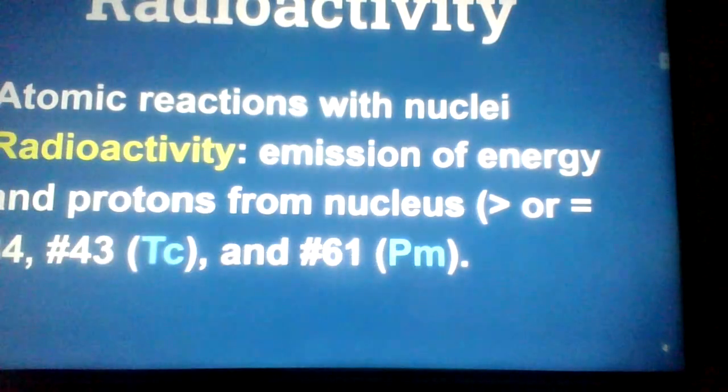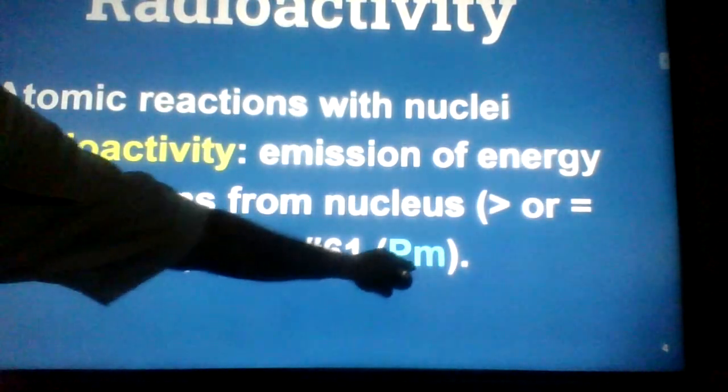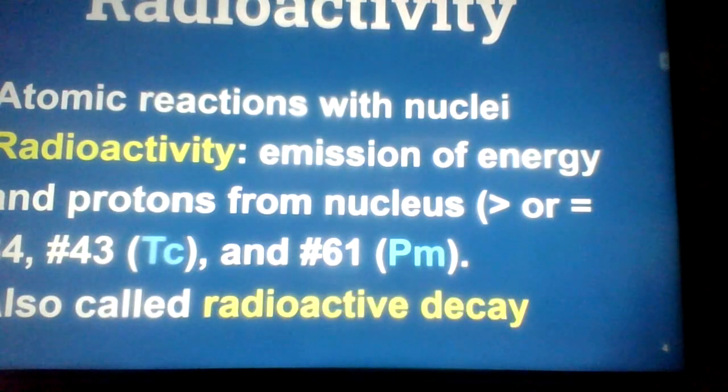These two occur both naturally and made in nuclear reactors, as we've mentioned before. Now, elements 84 through 92 are natural, but from 93 and above, those elements are made in nuclear facilities. But all these that are listed here, from 84 and above, remember, greater than or equal to 84, and 43 technetium and 61 promethium are all radioactive. And we'll see what that means in a moment. Now, radioactivity is also called radioactive decay, and there are three kinds that we'll focus on in this chapter. Ready?